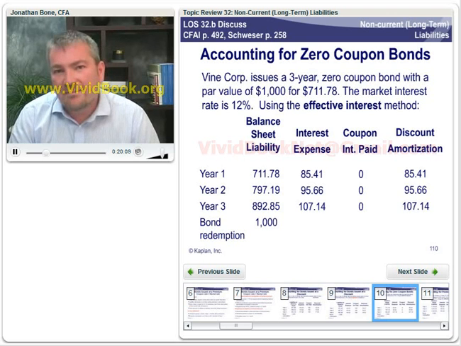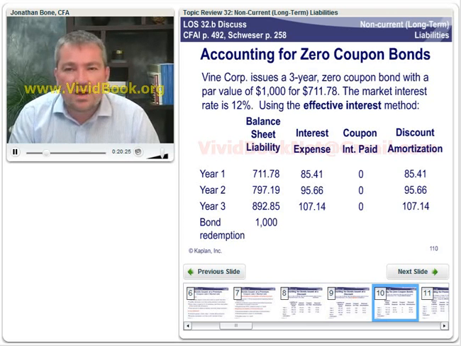12% of that, 107.14. All of that, of course, is amortization. Add that to your opening liability to get the bond's redemption of $1,000. Okay, we've got a tiny rounding difference of 1 cent, but you see how this works.